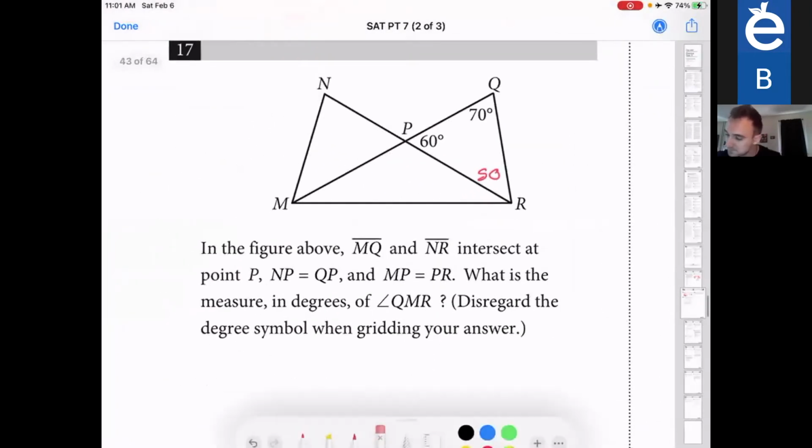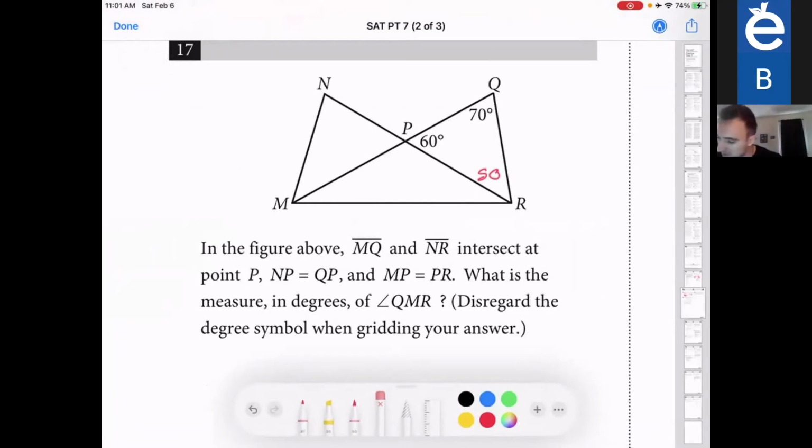We are looking for angle QMR. Once again, that's this angle here in our bottom right. So they tell us that lines NP and QP are equal. Draw a line there, line there. And they also tell us that line MP and PR are equal. So throw a line in there, so 2 lines to make sure I'm specifying these 2 different sets of segments that are equal to each other.